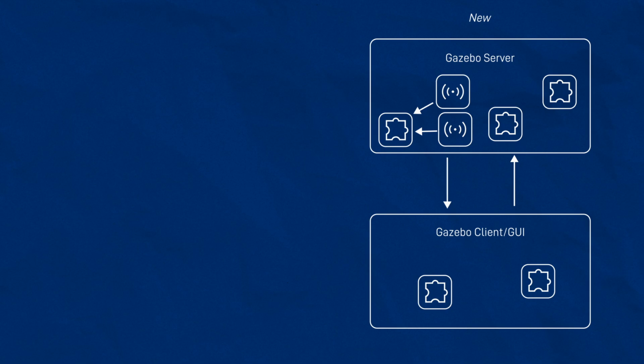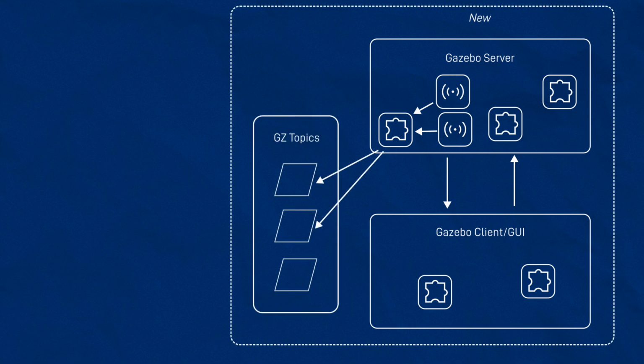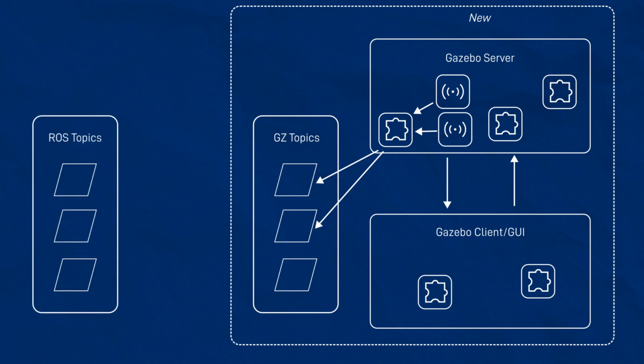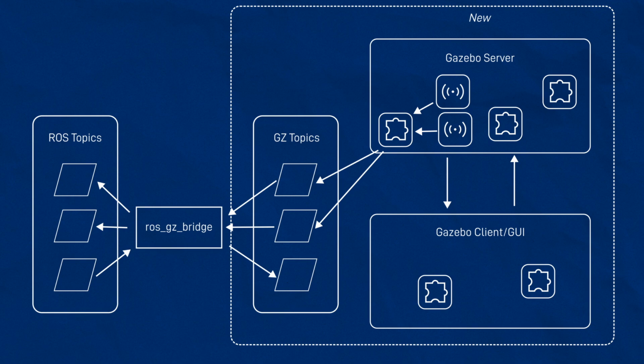And rather than talking to ROS, these plugins will publish the sensor data to a topic inside Gazebo. Gazebo topics are their own little world, completely separate to ROS topics. To get the data out to ROS, we just run a single instance of a program called ROS GZ Bridge. We tell it which Gazebo topics to copy over to ROS and which ROS topics to copy over to Gazebo.